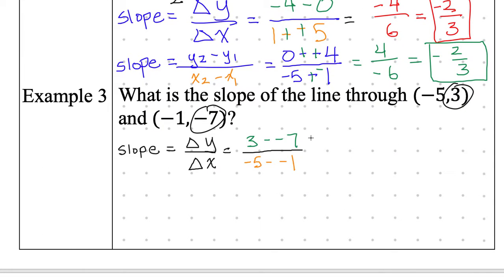Can someone add, subtract, and then simplify, do all the math for us? Kira? 10 over negative 4. Negative 4, because it's going to be 3 plus 7 and negative 5 plus 1, and then that reduces to... Kira, you want to reduce it as well? It reduces to 5 over negative 2. There it is, 5 over negative 2. If you got positive 5 over 2, see if you can find the mistake.